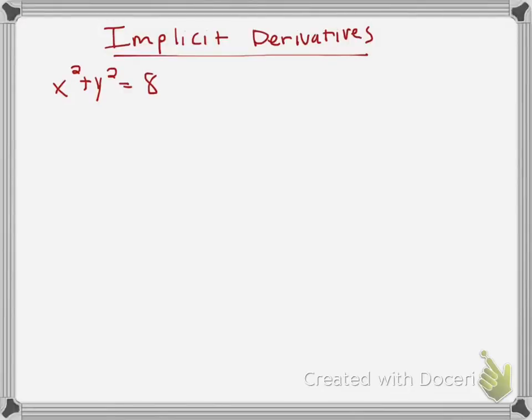All right, this is going to be some implicit. These next couple videos are going to be all about implicit. All right, so I got x squared plus y squared is equal to 8. Remember, when you want to use implicit differentiation, that is when you have variables.